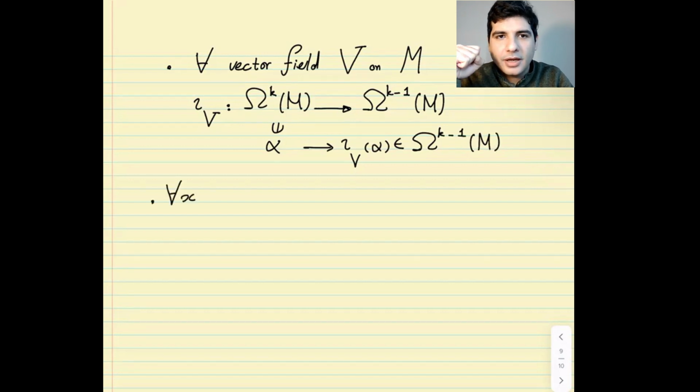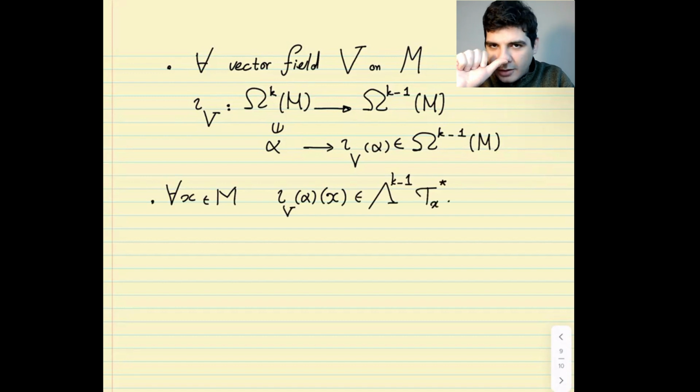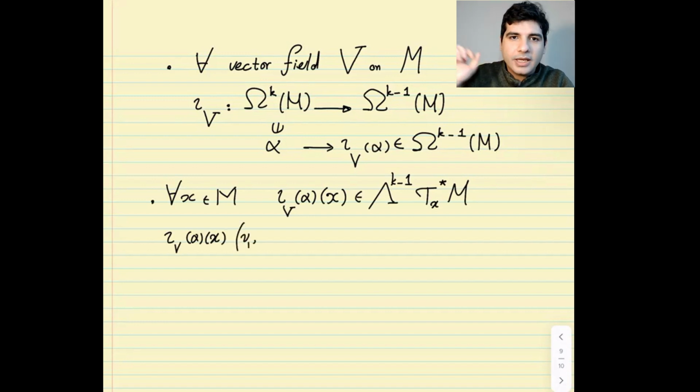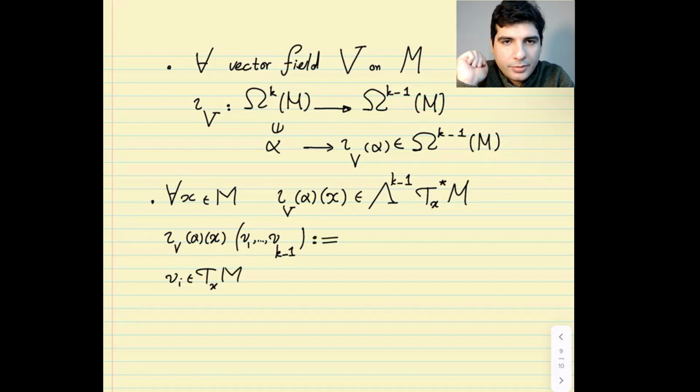This is the interior product. So what is the definition? For any x in the manifold, I should tell you what is iota V of alpha at the point x. It's supposed to be a K minus 1 form. So at any point x, it would be inside lambda K minus 1 T star of M at x. So if it's in lambda K minus 1, it should take K minus 1 tangent vectors V1 up to Vk minus 1, and give us a real number. Each Vi is a tangent vector to M at the point x. We define this to be the following.